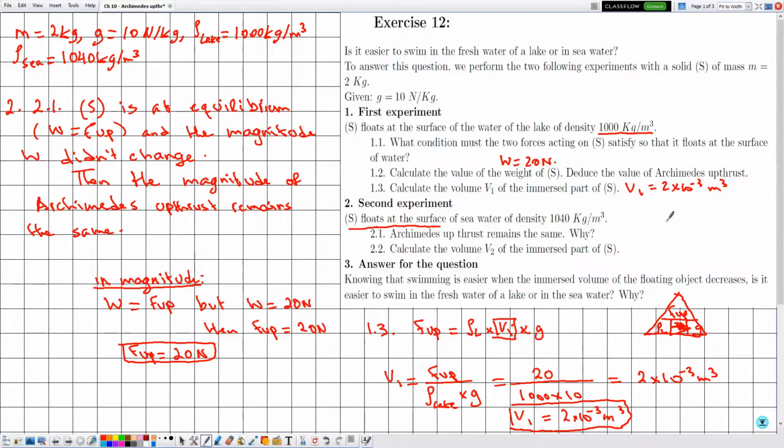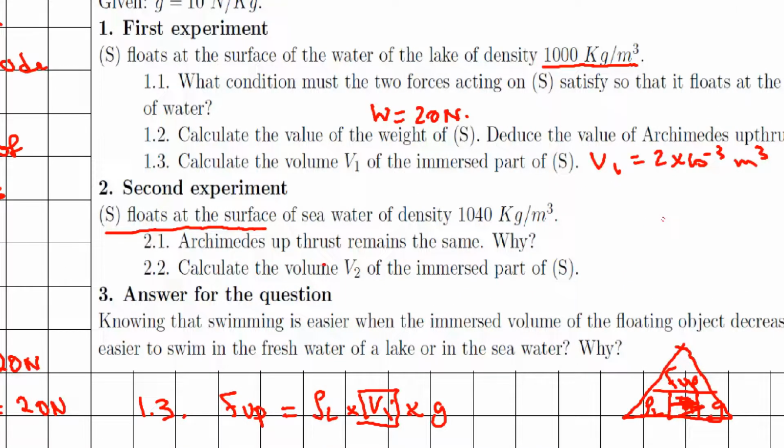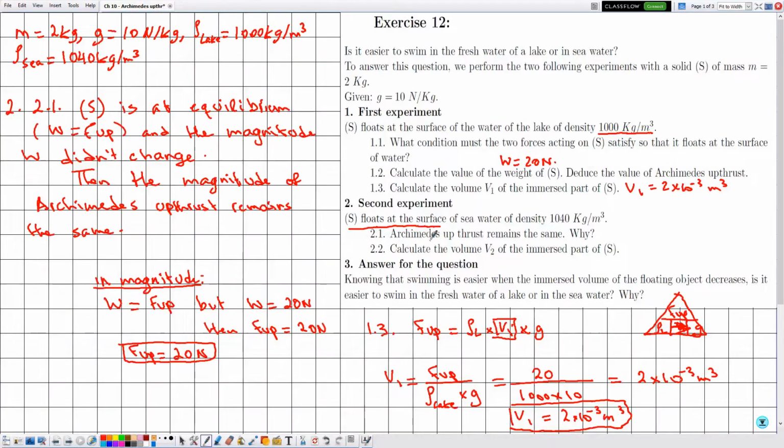Notice that in part 2.1 they are asking about the Archimedes upthrust remaining the same and not the magnitude. But it's obvious that they are asking about the magnitude, because the line of action and the direction of Archimedes upthrust never change. F upthrust always acts vertically upward. So in this case, F upthrust is also 20 newtons, which is the value of the weight.